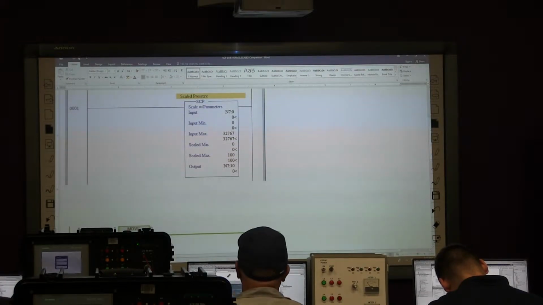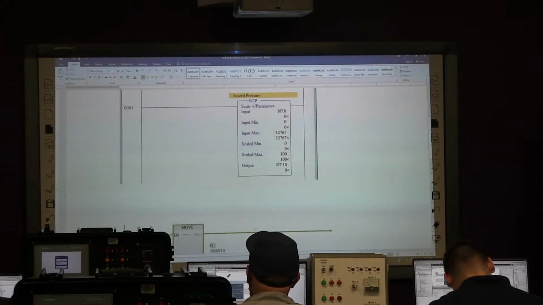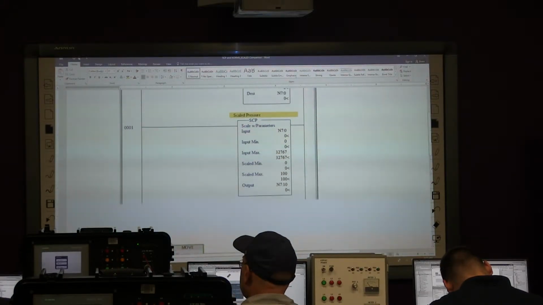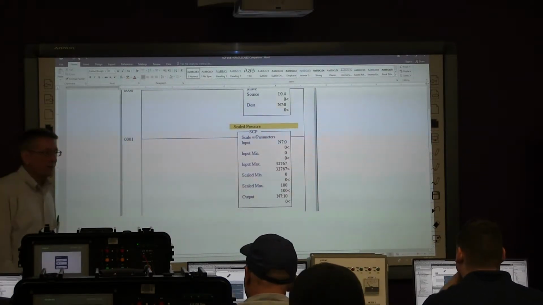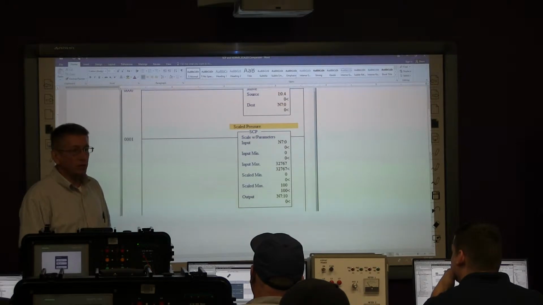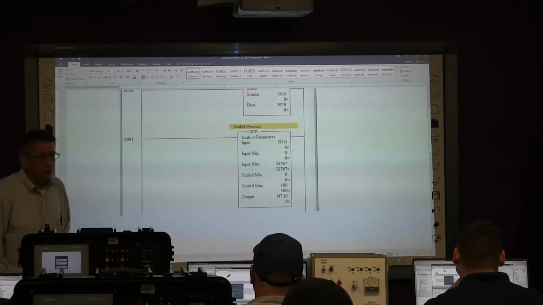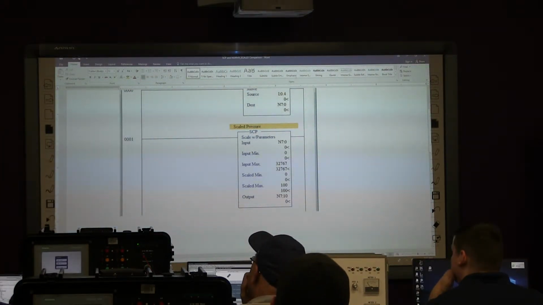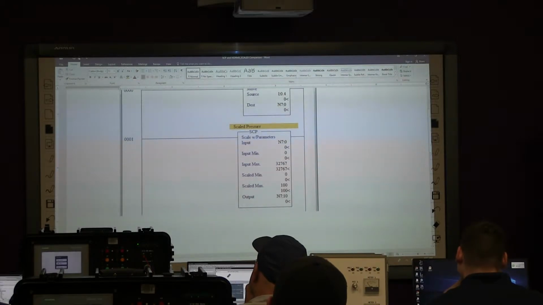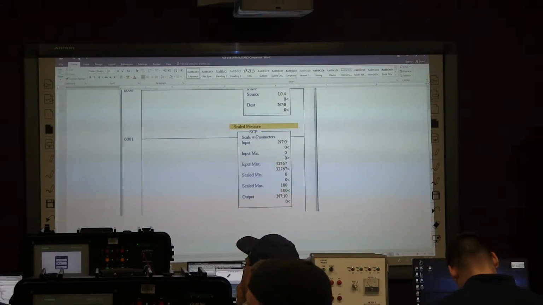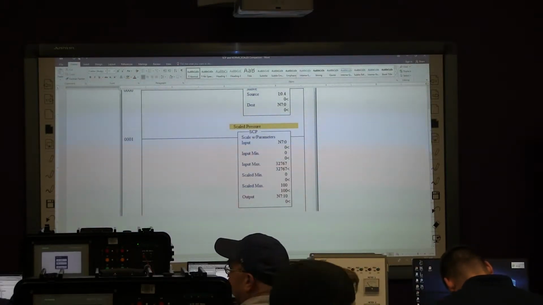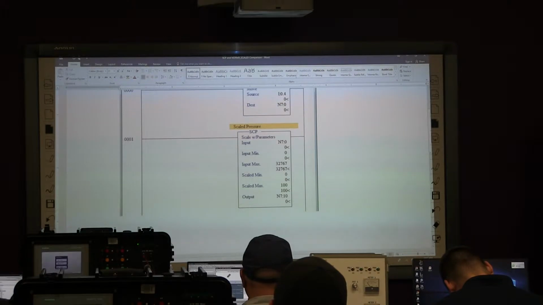Back to the scale. How do we get analog data into the PLC? What instruction? Yes. We always use the move instruction, right? So we're moving the physical analog data into some data file, right? Integer data file. Always use a move instruction.